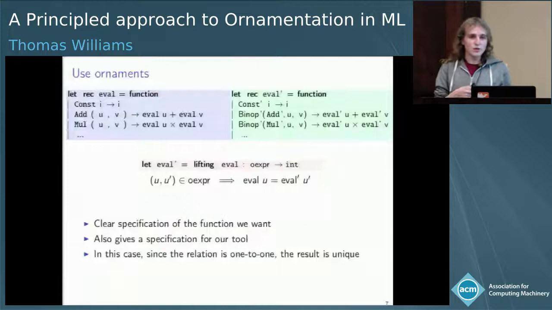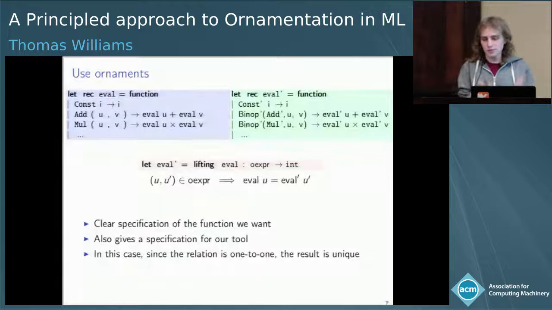So what's good about this is that we have a clear specification of the function we want. And we know that the function we return respects this specification. In this case, we are lucky. Our relation is one-to-one, so the result is unique. And so we have a painless way to refactor a potentially huge program for such transformations.